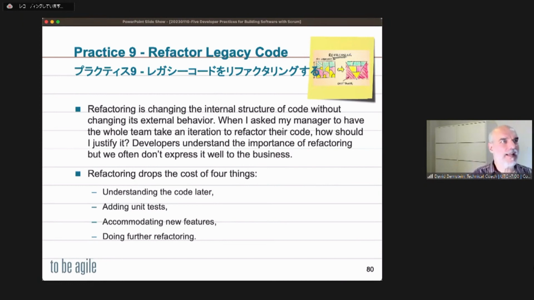But I want to touch on just this last practice, which is a critical and essential practice, is refactoring. Refactoring is changing the internal structure of code without changing its external behavior. Our goal is to change how we do something without changing what we're doing, okay? And it really drops the cost of ownership for our software, makes it easier to understand the code, easier to add automated tests, easier to add new features, and to do more refactoring.